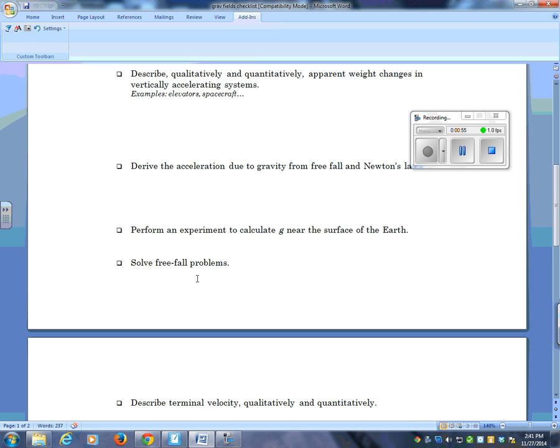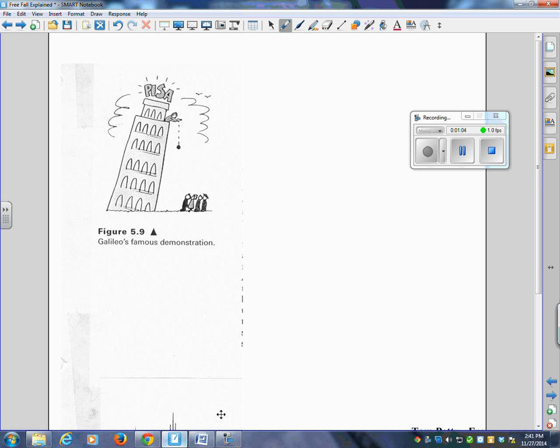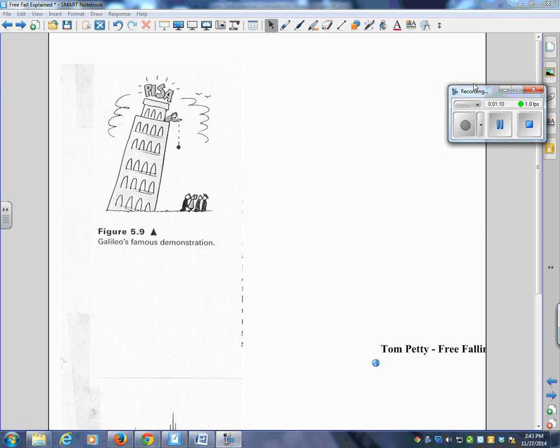Today we're going to talk about free fall. And before we can solve free fall problems, we need to talk about free fall. So, free fall explained. Pisa, Galileo's famous demonstration, which Jake basically reproduced for us yesterday, right?